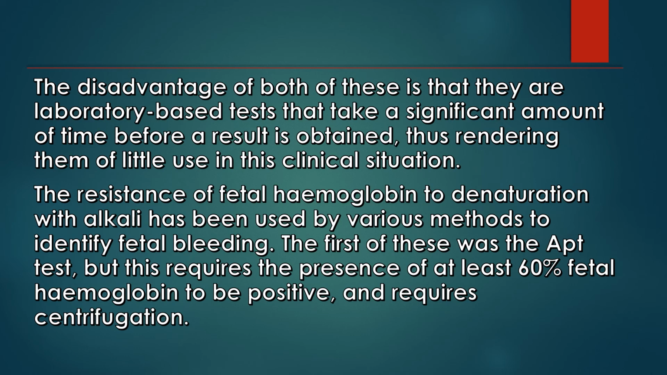The resistance of fetal hemoglobin to denaturation with alkali has been used by various methods to identify fetal bleeding. The first of these was the Apt test, but this requires the presence of at least 60% fetal hemoglobin to be positive and requires centrifugation.